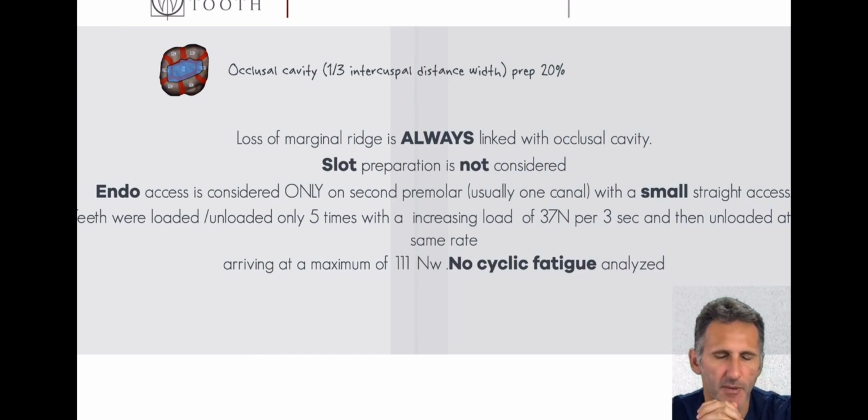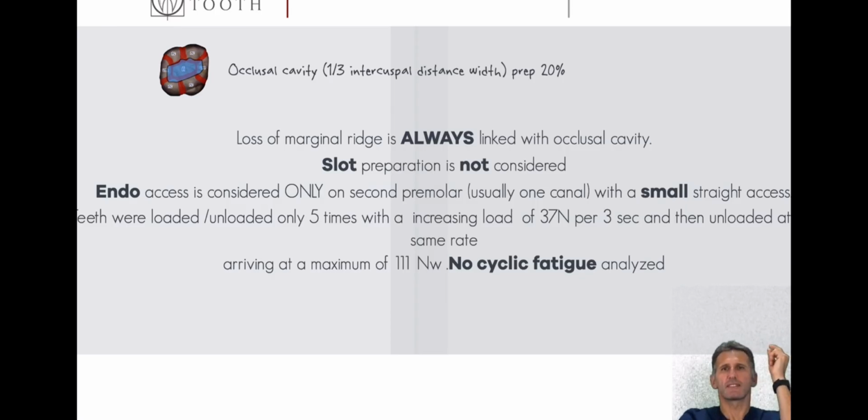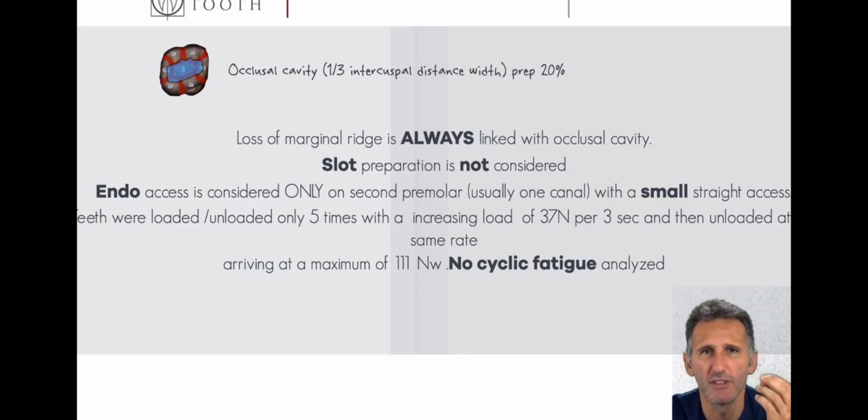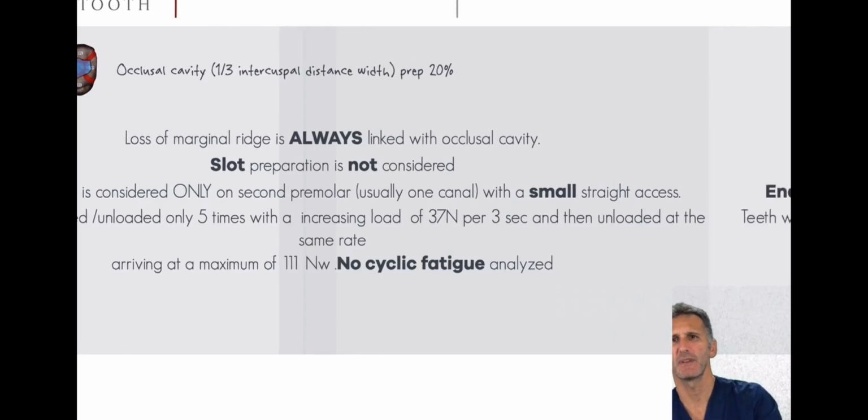Because the real problem is that in this study many things were not analyzed in the proper way. For example, loss of the marginal ridges is always linked with occlusal cavity. We have no slot cavities. Slot preparations, where you can really assess the influence of the marginal ridge, are not considered. The endodontic access in this study was done only on second premolars with very small straight access. And also no cyclic fatigue was analyzed. There are many flaws in this study.